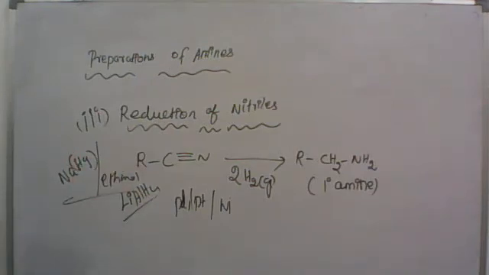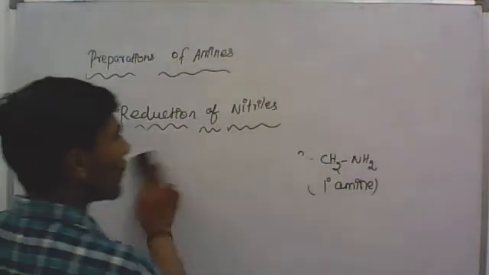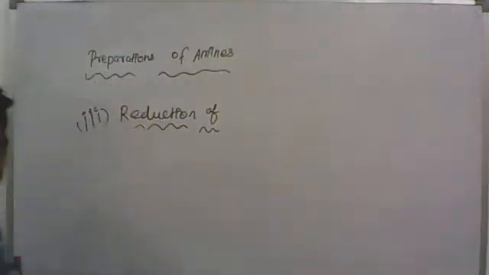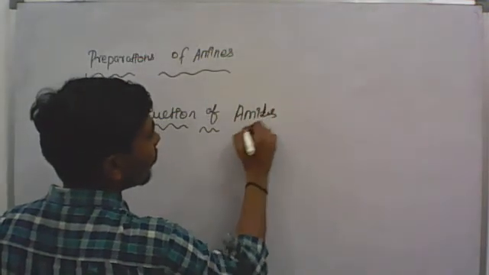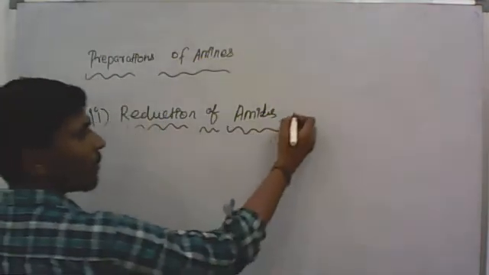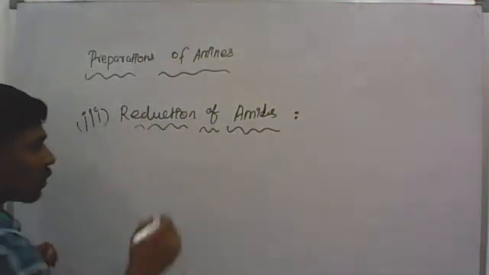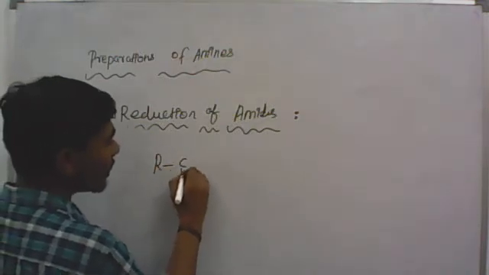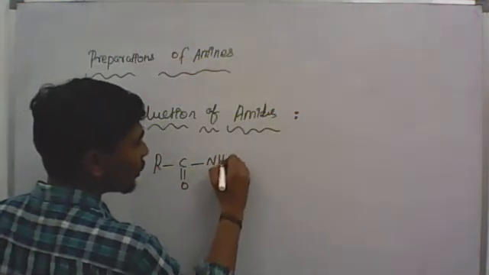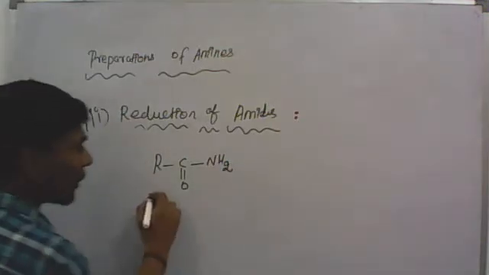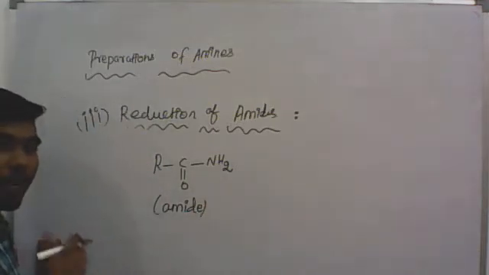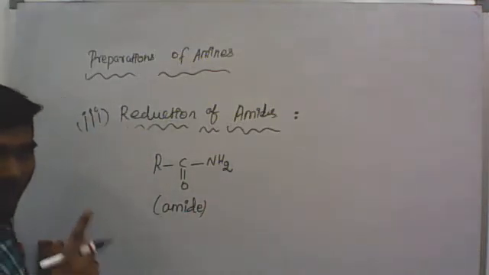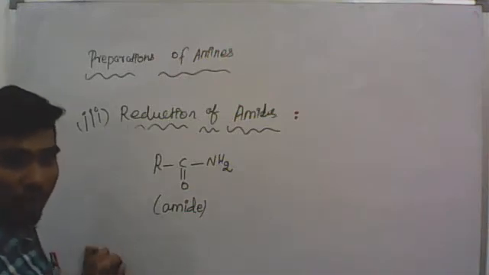The next method is reduction of amides. What do we mean here? The amide functional group is R C double bond O NH2. This is called an amide. Reduction means addition of hydrogen or elimination of oxygen.